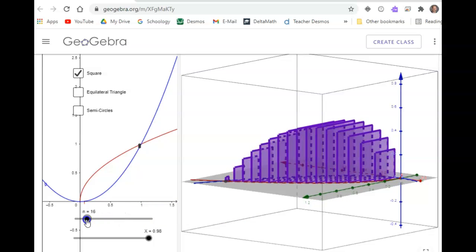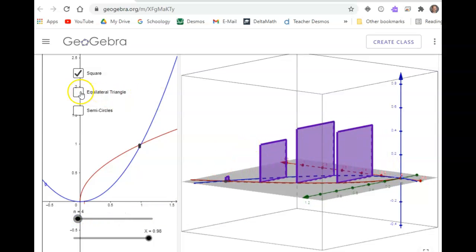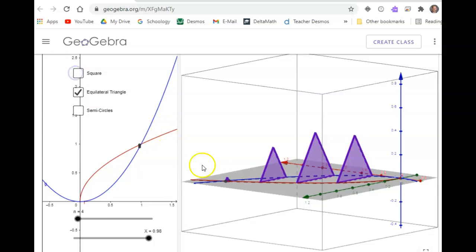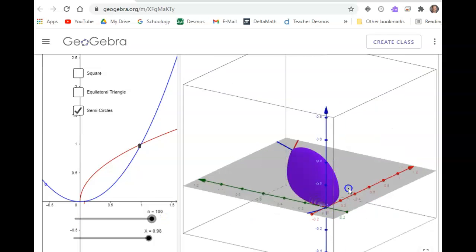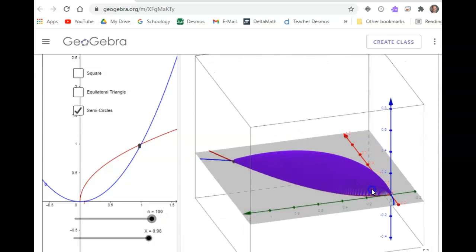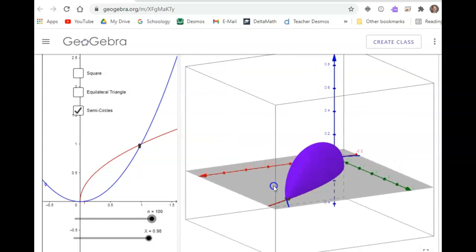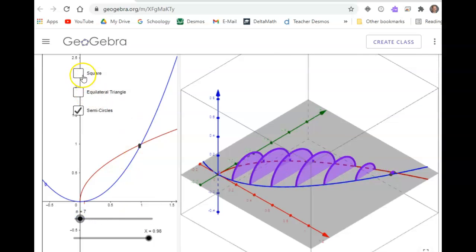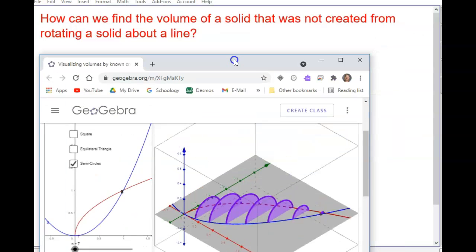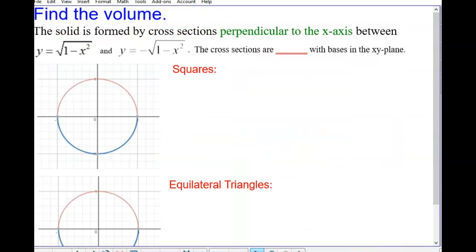So how else is it going to change today? Well, maybe it's not squares. Maybe it's an equilateral triangle. We can find the area of that. Or maybe it's a semicircle. If it's a semicircle, you can see kind of what that solid looks like. So, visually, this is what we're doing today. We're accumulating a bunch of different shapes, squares, triangles, maybe rectangles. And we're going to start with this.